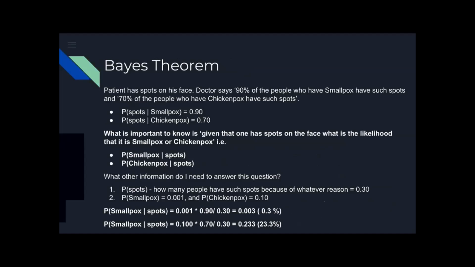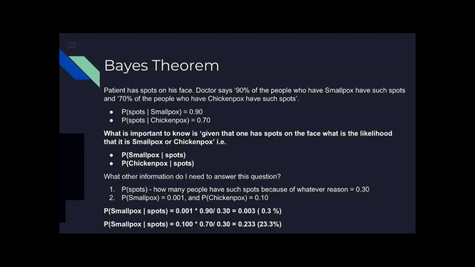So let's take an example that a patient has some spots on his face, and the doctor tells that 90% of the people who have smallpox have such spots on their faces. So what do we conclude now? Is he having a 90% probability that he has got smallpox? So why do we say no?